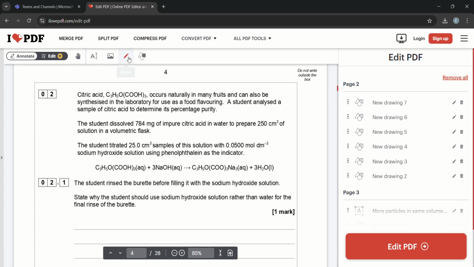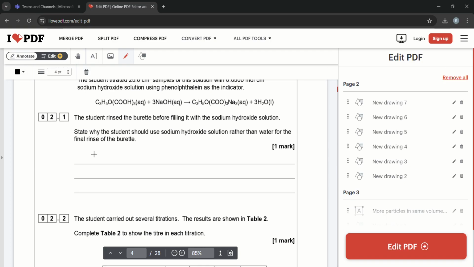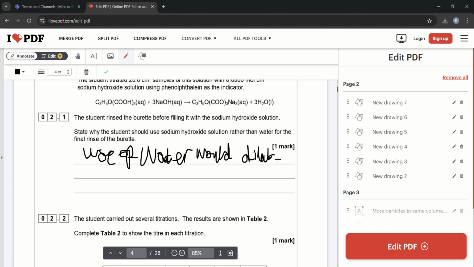Question 2. State why the student should use sodium hydroxide solution rather than water for the final rinse of the burette. This one makes a lot of sense, the mark scheme for this one. It's the idea that use of water would dilute NaOH. Use of water would dilute the sodium hydroxide / change concentration of. Use of water would change concentration of sodium hydroxide.